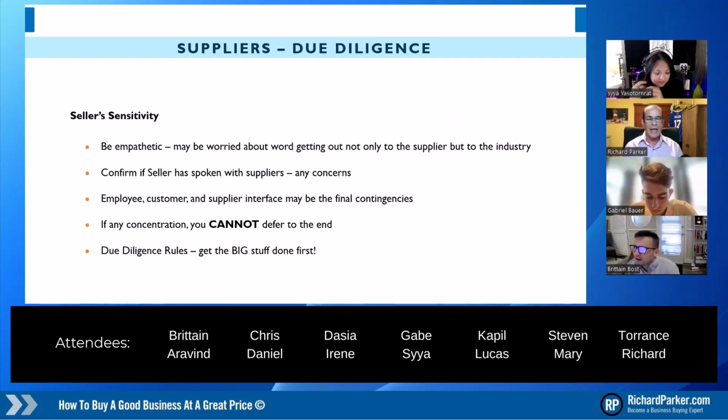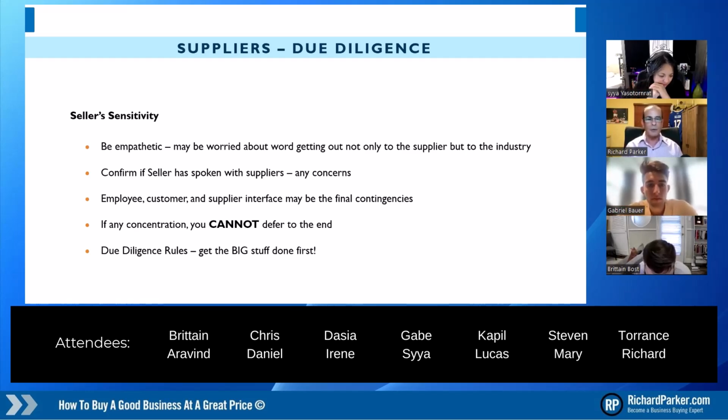As far as understanding the seller's sensitivity with all of this, I grouped this webinar into suppliers and customers because there are similar situations with both. They really bleed into one another as to what to look for. But be empathetic towards the seller. They may be worried about word getting out, not only to the supplier, but to the industry. And they may be very concerned about you investigating. So we're going to talk about how to do that, but be empathetic. Don't be like a bull in a china shop. I'll tell you how to do that in a really good way.